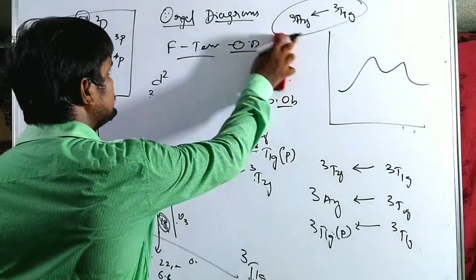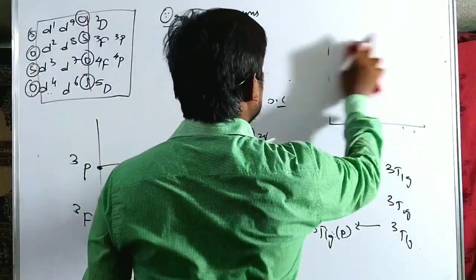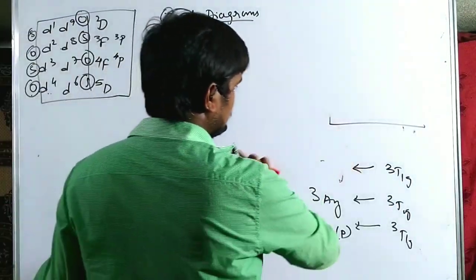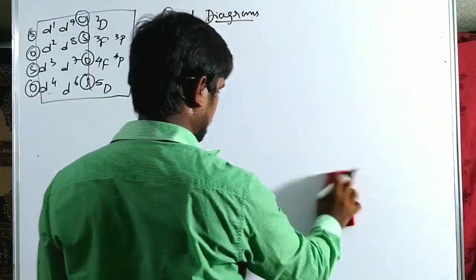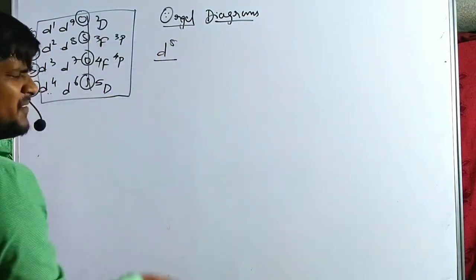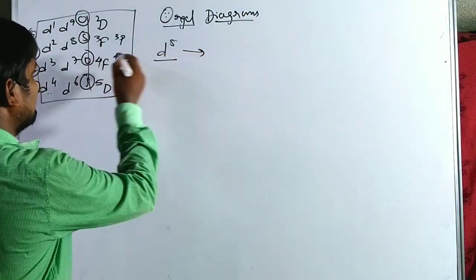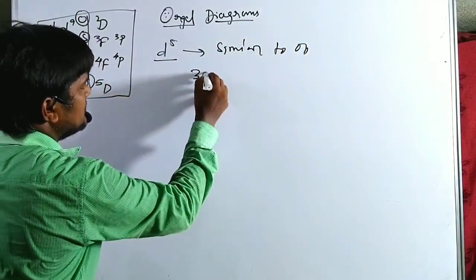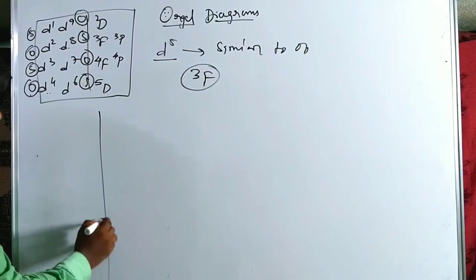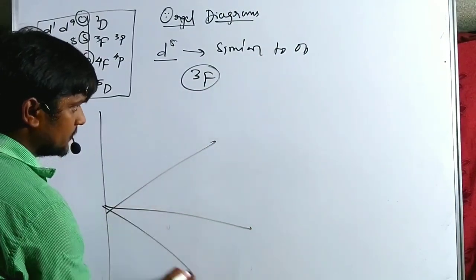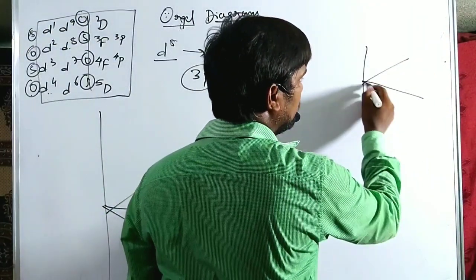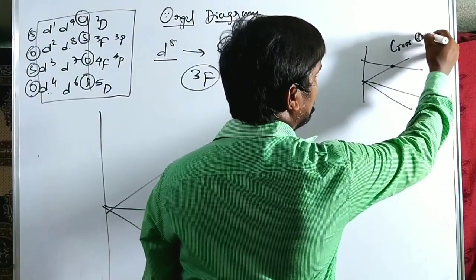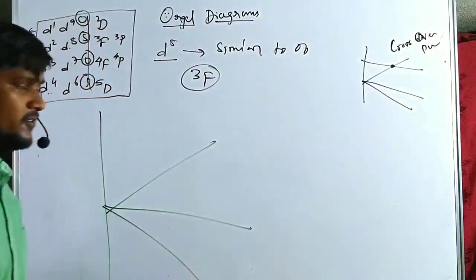Now we will go through the d8 term. Very easy, pretty easy. d8 is similar to octahedral splitting, and the term is 3F. In the previous case, we observed a crossover point, which we did not discuss over there. This is called a crossover point. But here there is no crossover point.